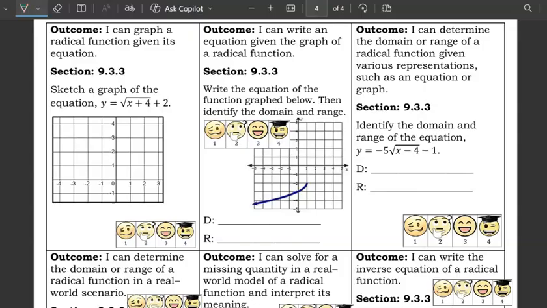Outcome: I could graph a radical function given its equation. Sketch a graph of the equation y equals the square root of x plus 4, plus 2. The first thing you want to do is identify the H, K point, the starting point here. We have a -4 and a +2. So it's right here. There's no reflections, so it'll be opening like this.